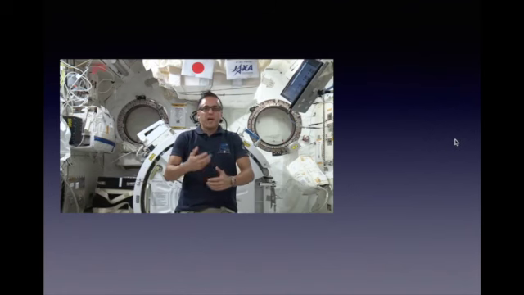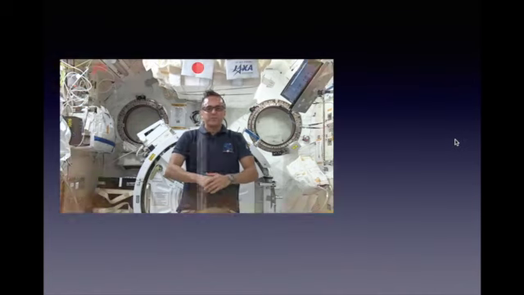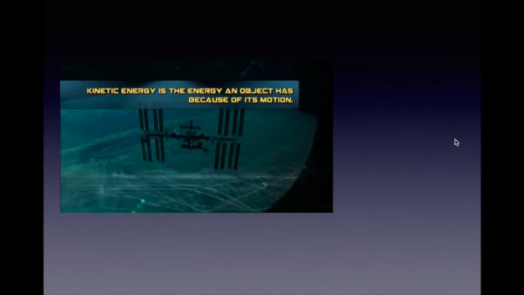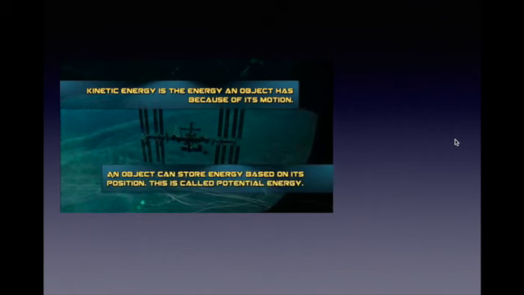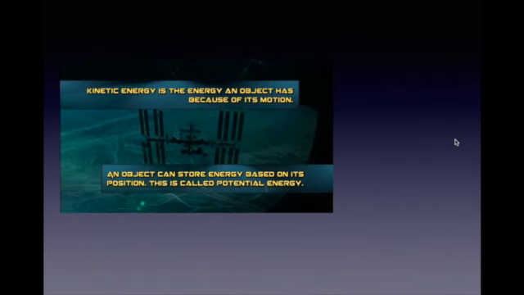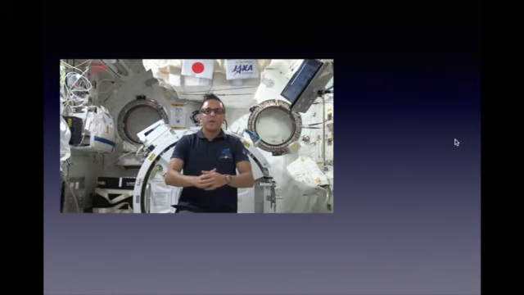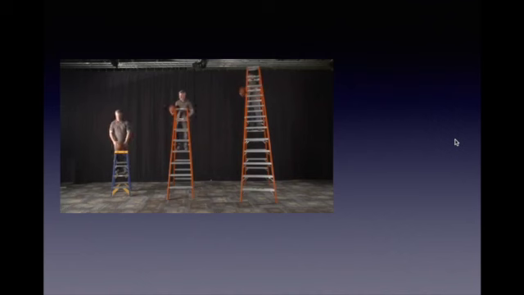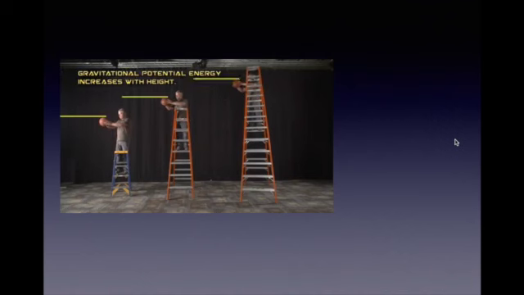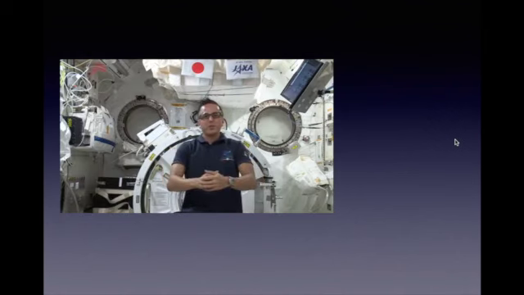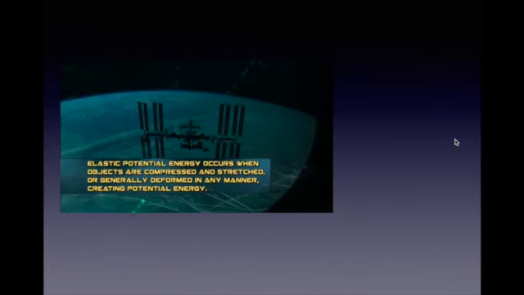The International Space Station. I'm astronaut Joe Acaba. Today, we're going to talk about potential and kinetic energy. Let's get started. Kinetic energy is the energy an object has because of its motion. An object can store energy based on its position. This is called potential energy. On Earth, imagine dropping an object from a raised position. As an object's altitude above the Earth's surface increases, its gravitational potential energy also increases. The potential energy stored due to its position is now being converted to kinetic energy. We also observe this with elastic potential energy. Okay, new term. Elastic potential energy occurs when objects are compressed and stretched, or generally deformed in any manner, creating potential energy. Think of this bungee or a spring.